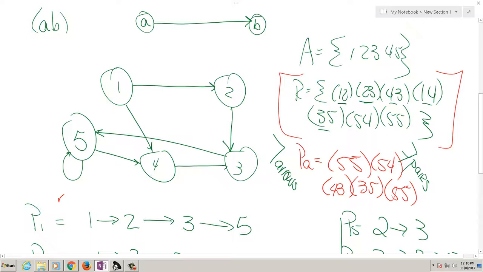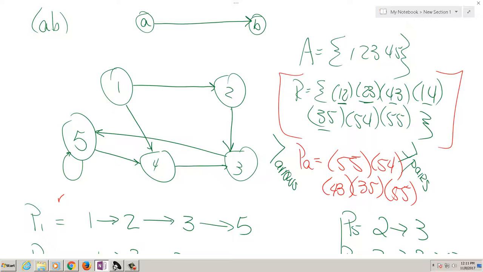So the idea is that the first value in the second pair has to match the second value in the first pair. So the 5 in the second ordered pair has to match the 5 in the first ordered pair. When I move to my next ordered pair, that 4 has to match the first value in the next ordered pair, or if we work our way backwards, just to make sure that we are defining a path.